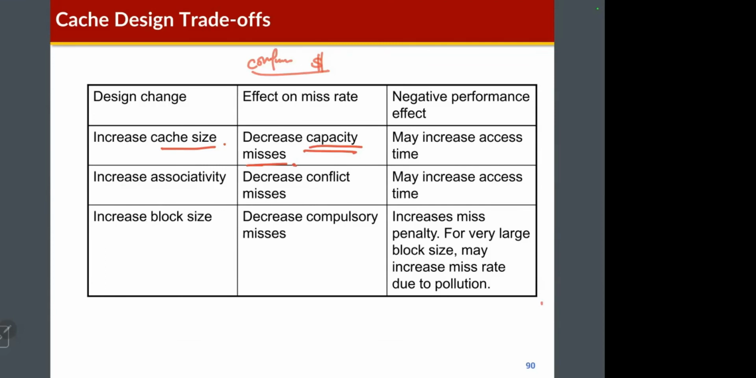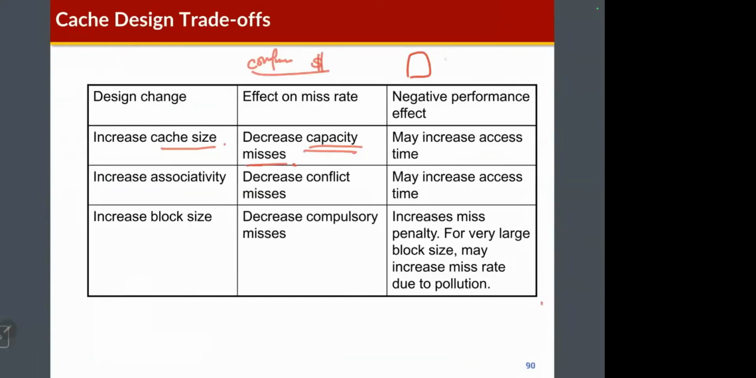But what is the disadvantage? If the size is increased, then the access latency can also be increased, which means that the hit time is increased. If we consider the AMAT, it's the hit time plus miss rate multiplied by miss penalty. Hit time is also critical for the performance of a cache. So it may increase the access time. This is the negative performance effect.